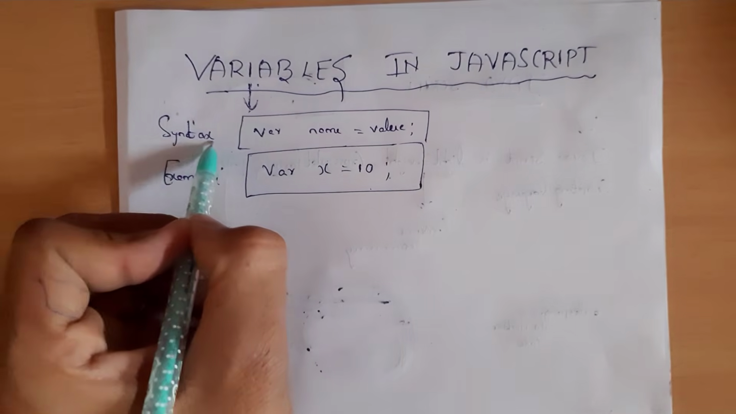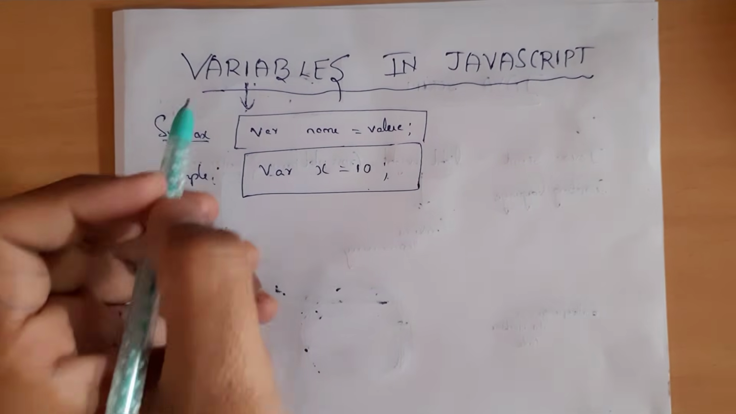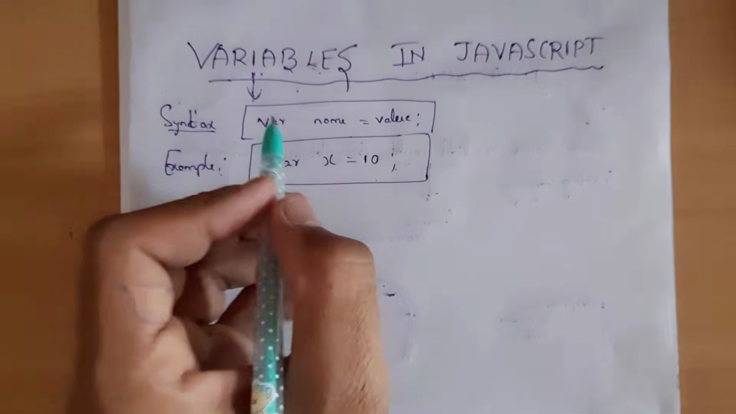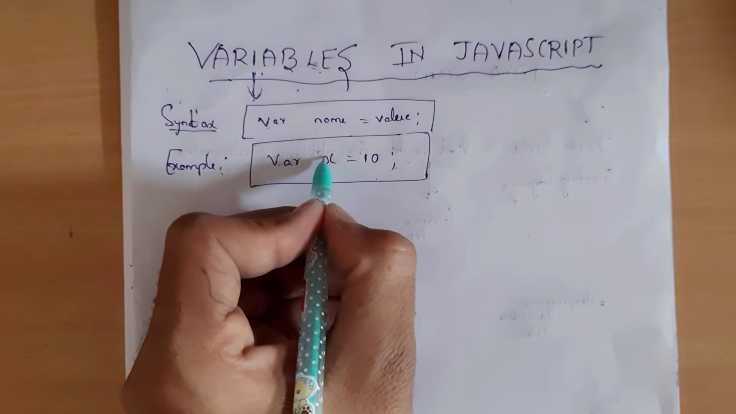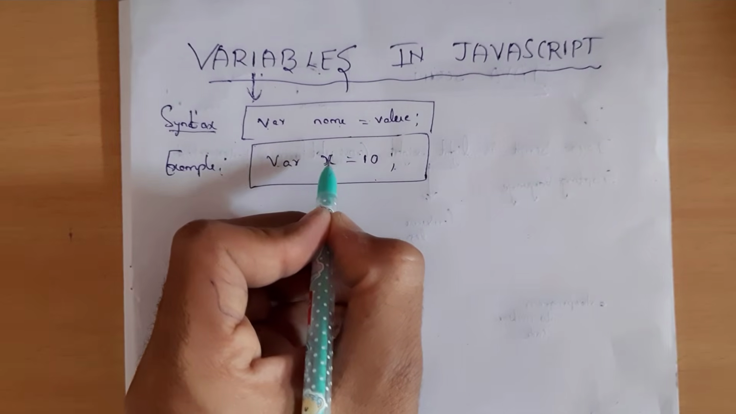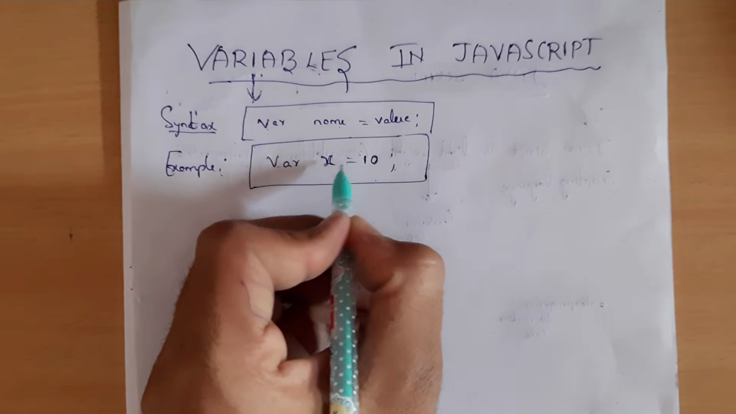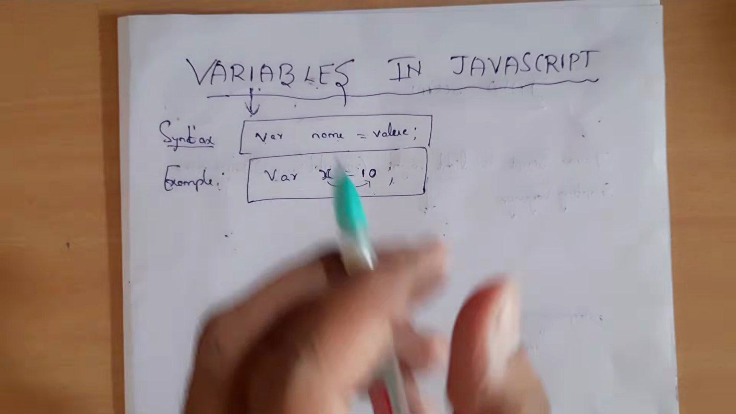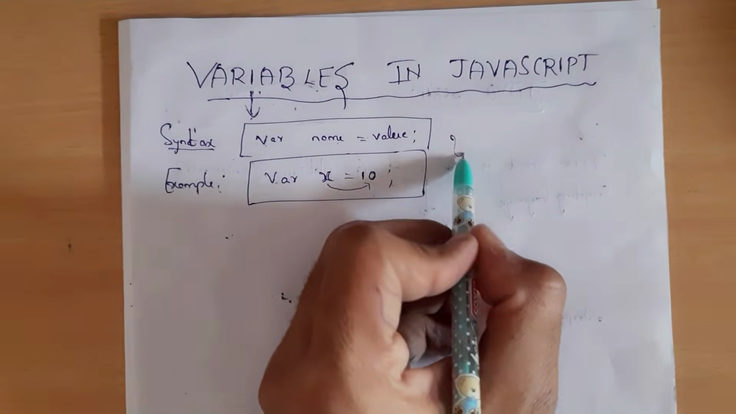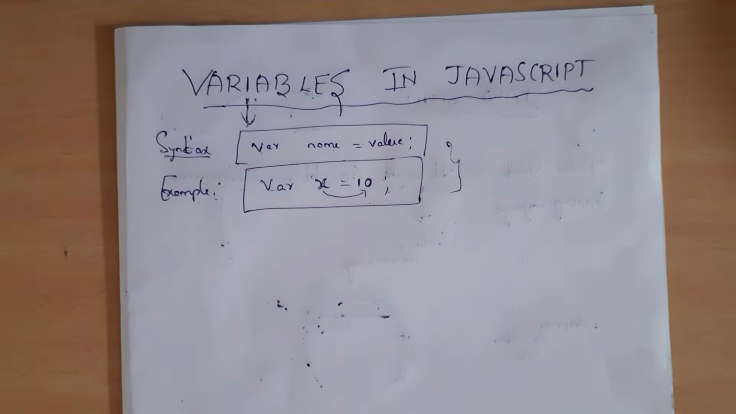This is the syntax of declaring variables in JavaScript. For example, this is the syntax, variable name equal to value, where I gave the variable name as x and value as 10, where x is going to store this value 10. x will store this value 10. This is the syntax and example of declaring variables in JavaScript.